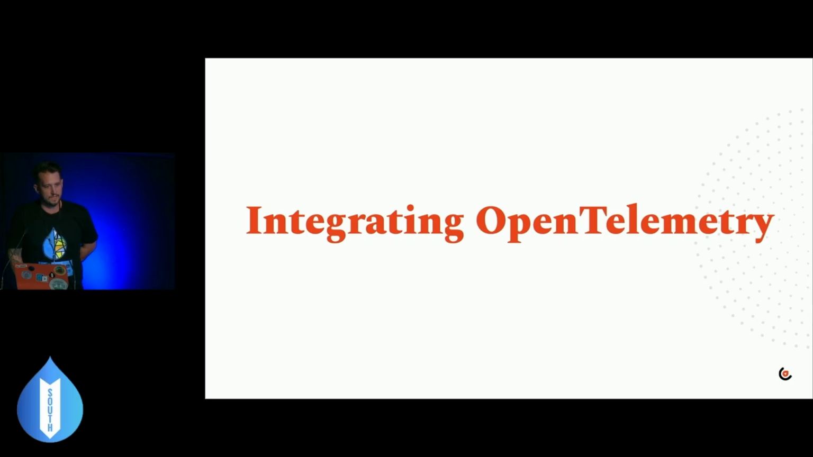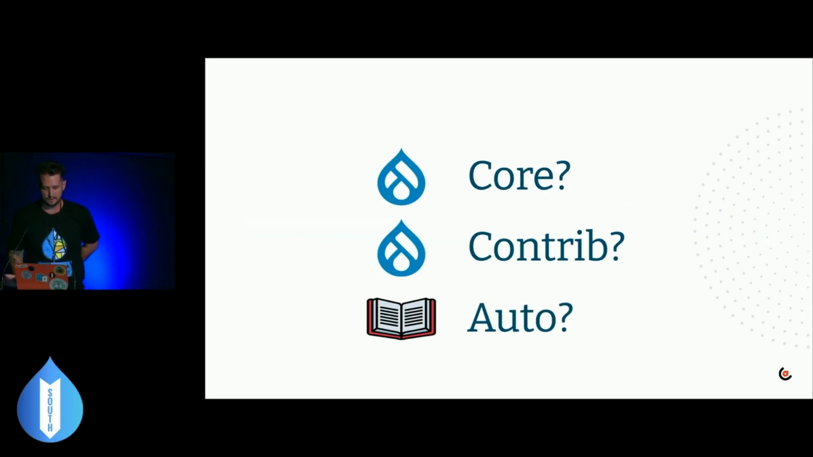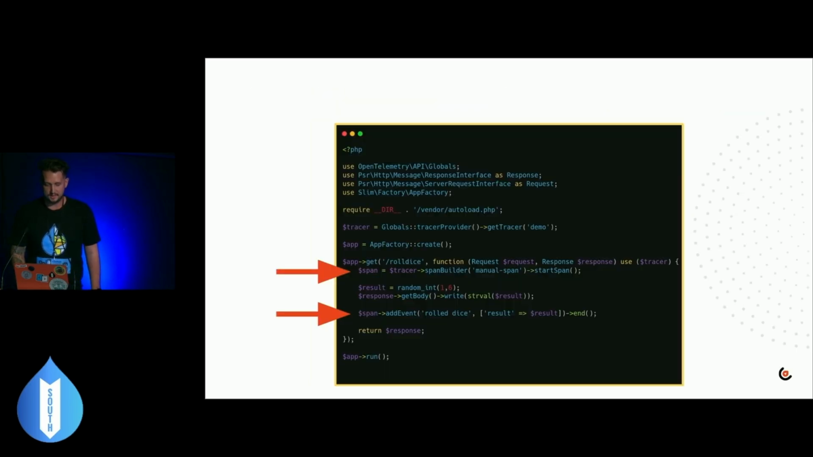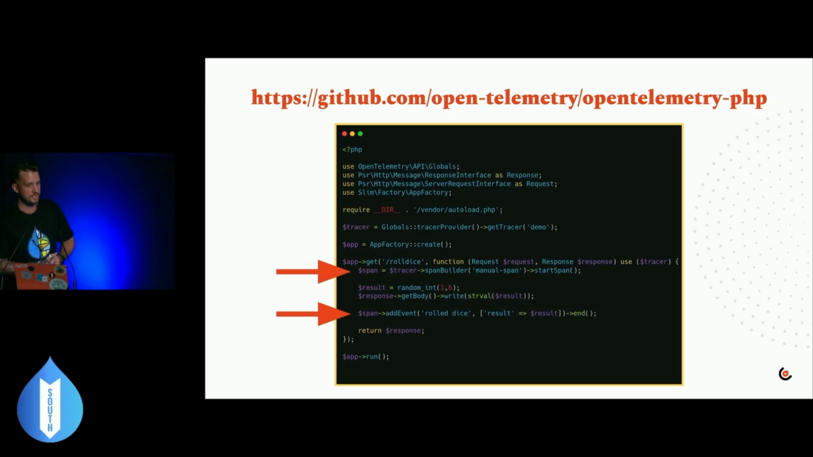So, integrating Open Telemetry, our story. There were three ways that I saw that we could integrate Open Telemetry. The first thing we have to look at is the Open Telemetry PHP library. This library allows us to add code to our project. So here's an example of a PHP app. There's the roll dice endpoint, and then I start a span. This is the beginning of a point of interest, and then I can add an event and then close it off and turn that into an atomic unit of X got done.